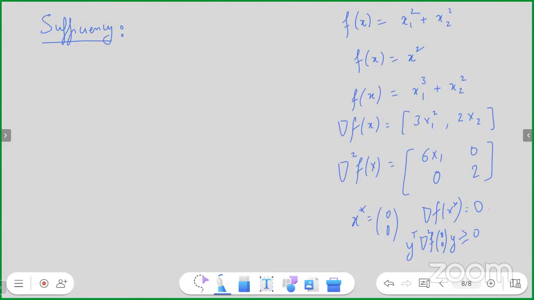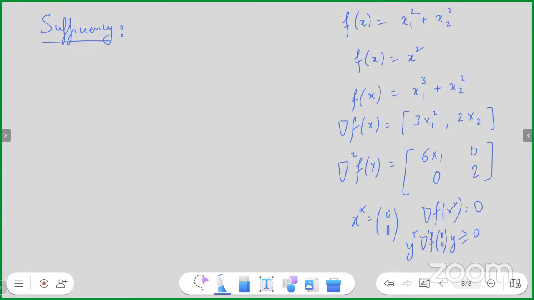All directions. That's why it's very carefully chosen to be a two-dimensional function. It will not work in one dimension. If I just take x1 cube, there's no freedom to go in that one fixed direction. Is everybody okay? 0, 0 is not a local minimum.